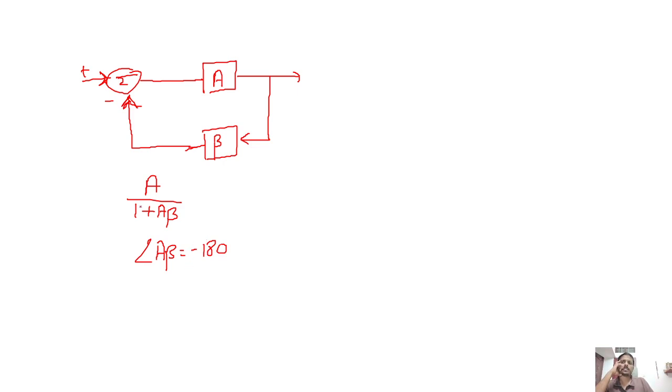Yeah, correct. That's why, if I have a signal here, it will be some beta into some V naught, and whatever the signal is, it will be somewhat like this. That's why it is getting subtracted.